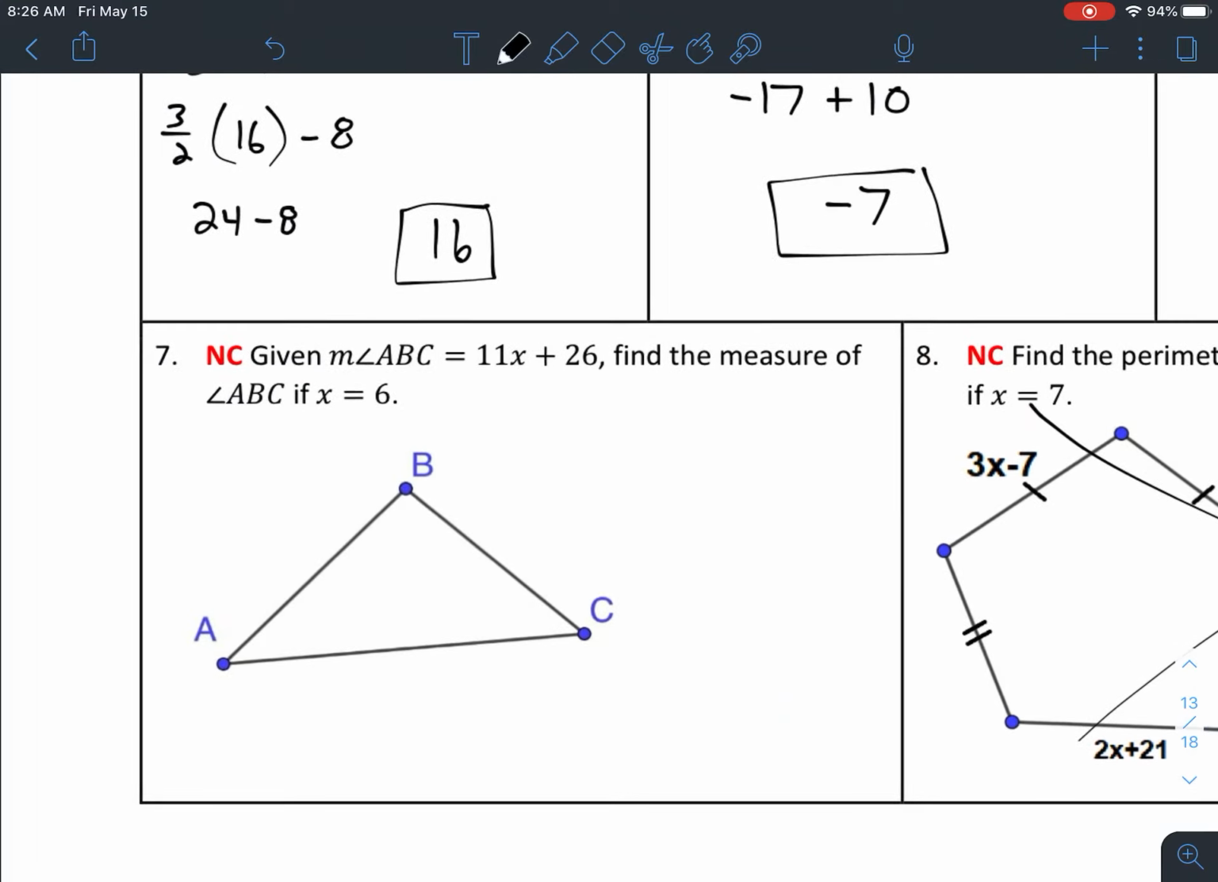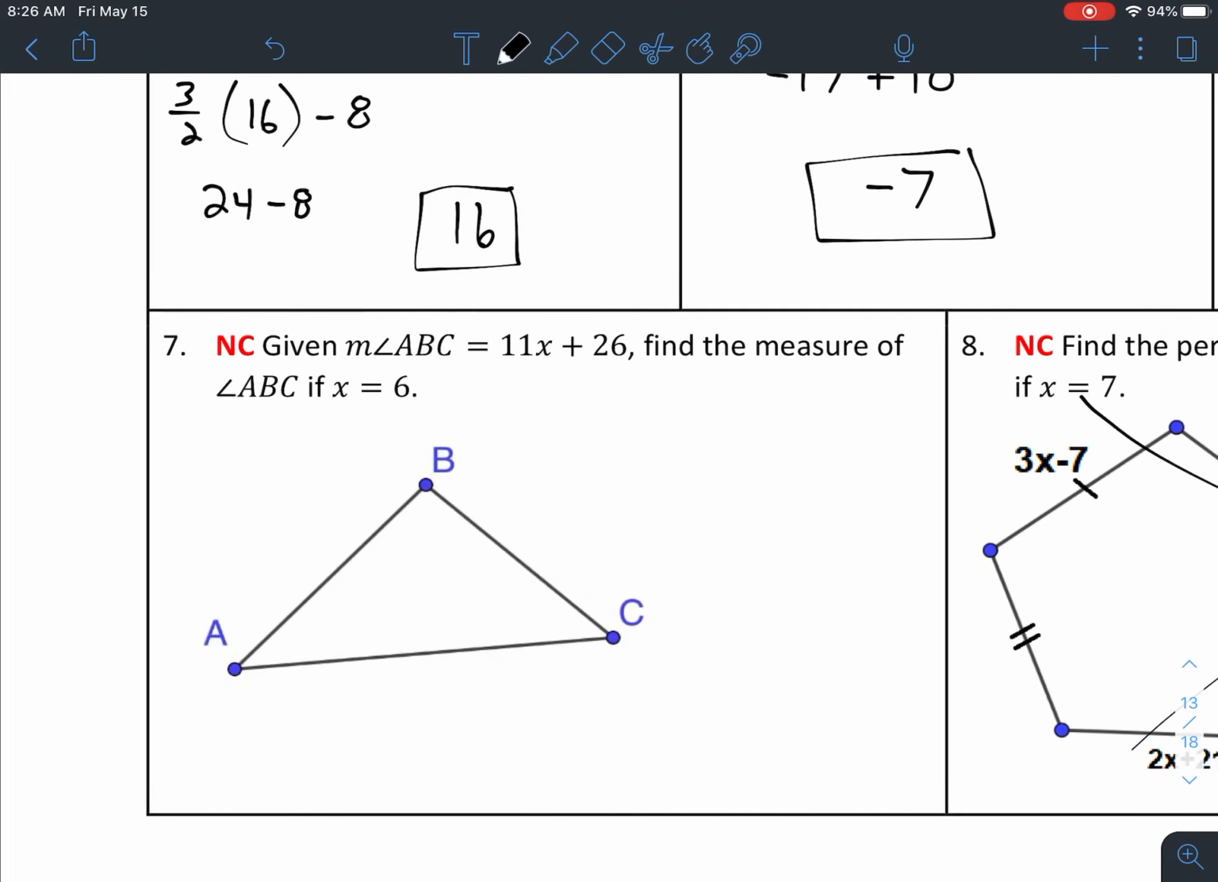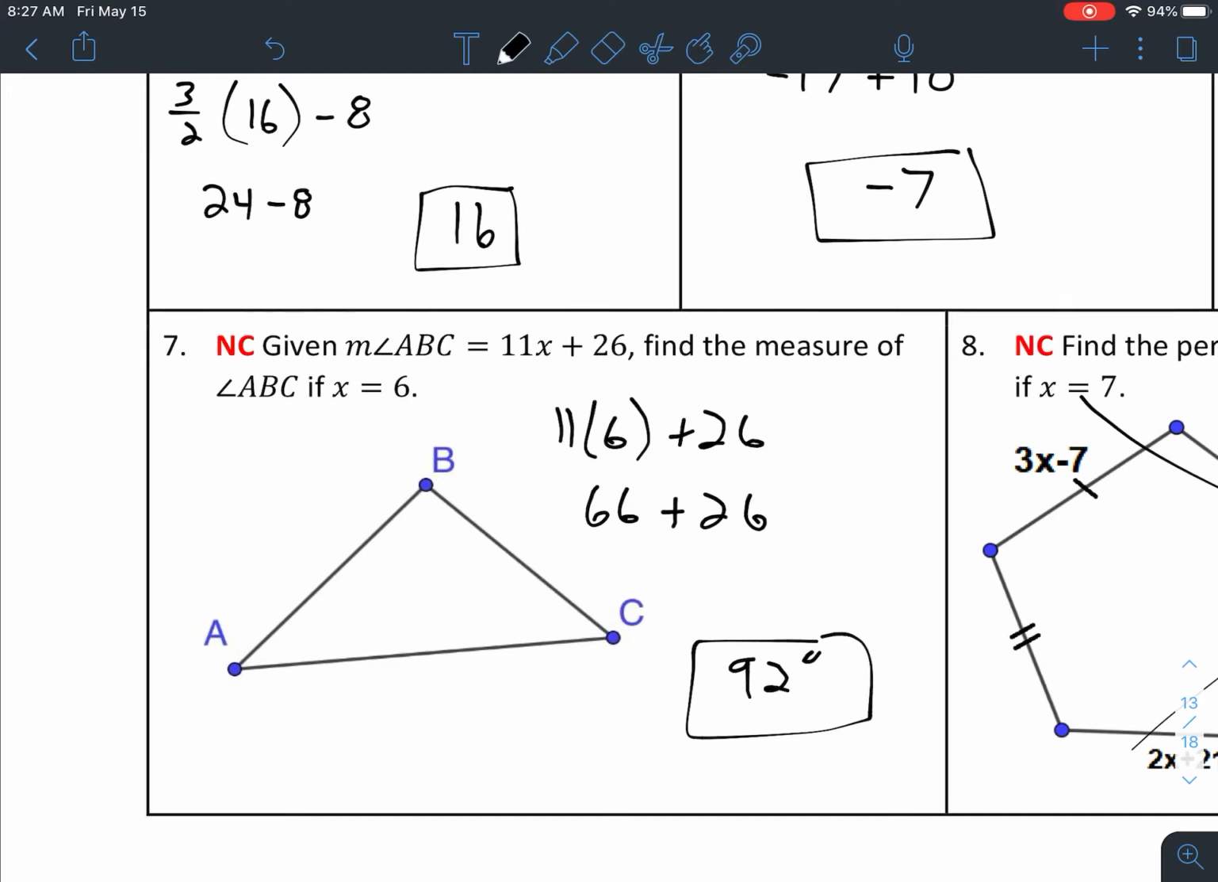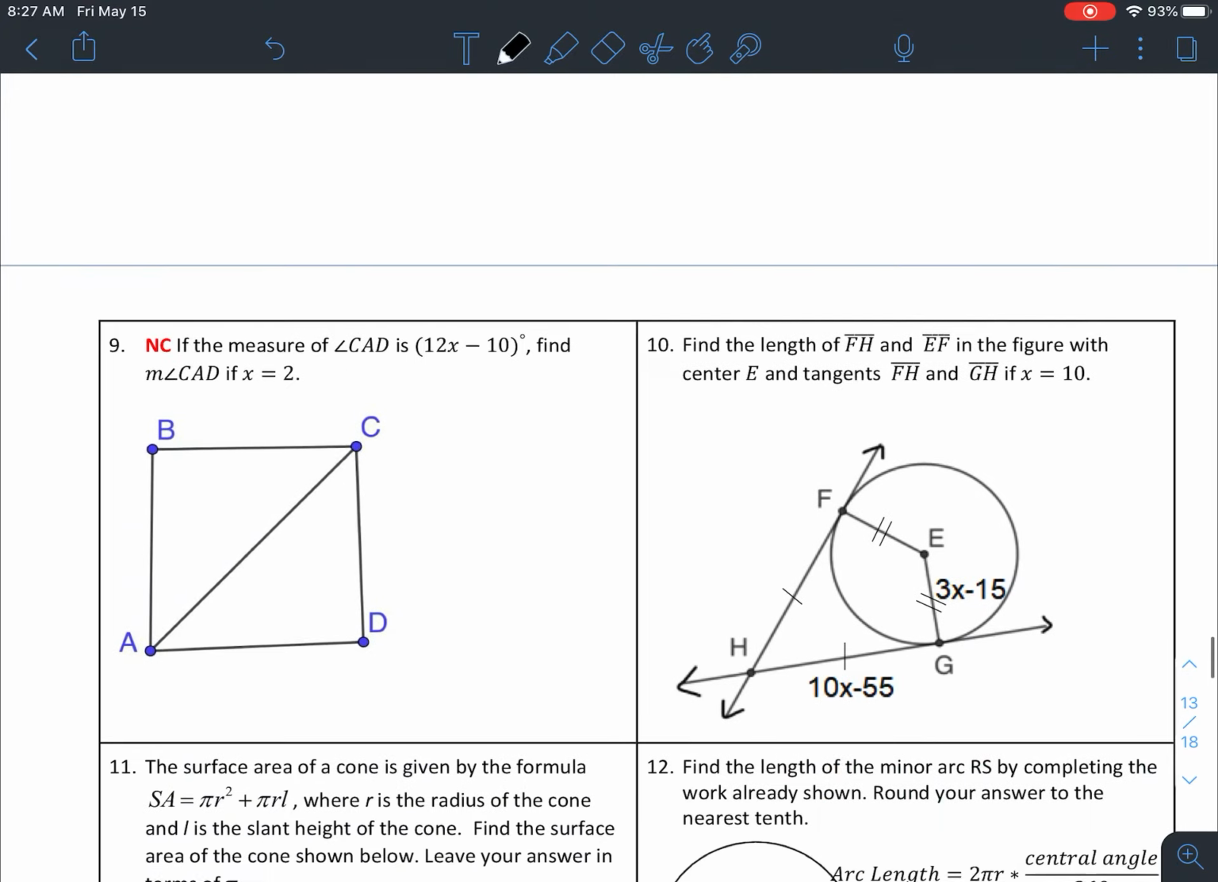For this one, all you have to do is substitute 6 in. 11 times 6 plus 26. 11 times 6 is 66, plus 26 gives you 92 degrees. That's all you have to do for that one. Okay? Because they're telling you right here, x is 6, and you just substitute 6 in for the x.